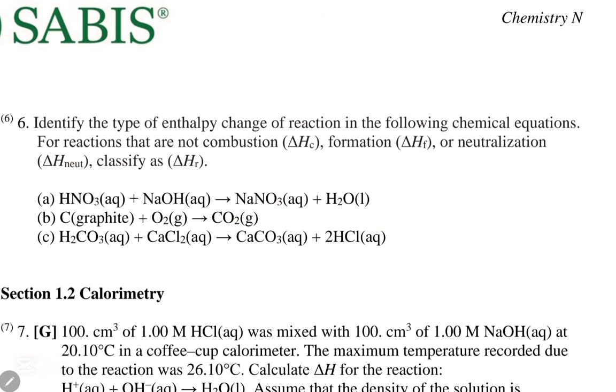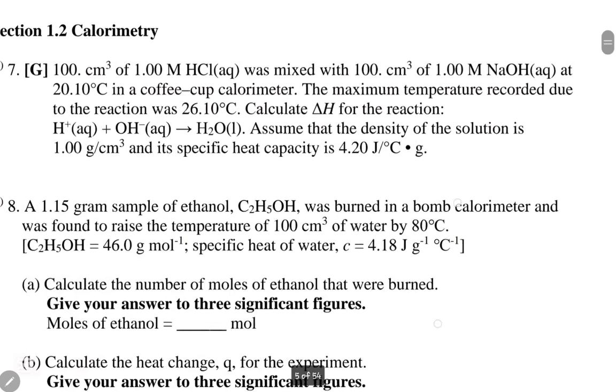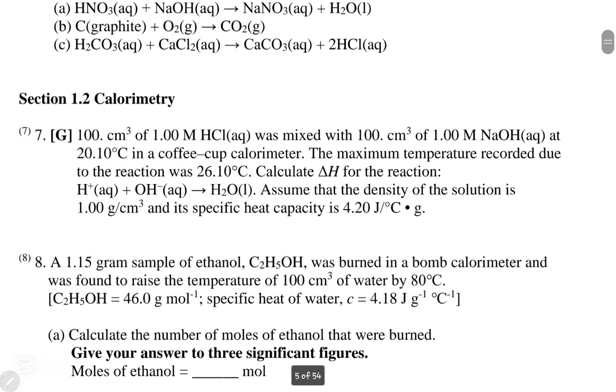So that's it for section 1.1. We'll move on now to section 1.2. So we start with question 7. 100 centimeter cubed, I'm going to change it to decimeter cubed, so 0.1 decimeter cubed, of 1 molarity HCl was mixed with 100 centimeter cubed, so 0.1 decimeter cubed of 1 molarity NaOH aqueous, at 20.10 degrees Celsius in a coffee cup calorimeter.